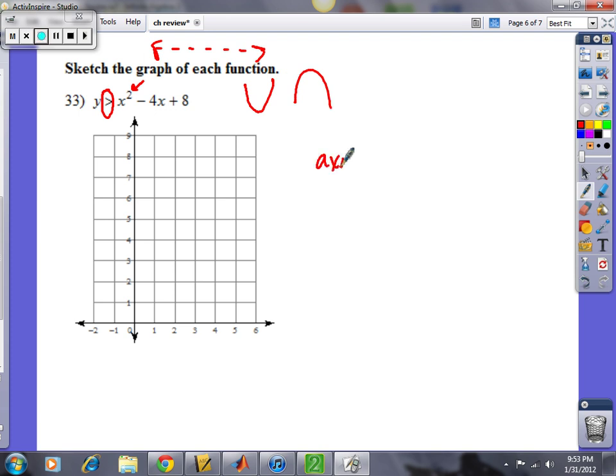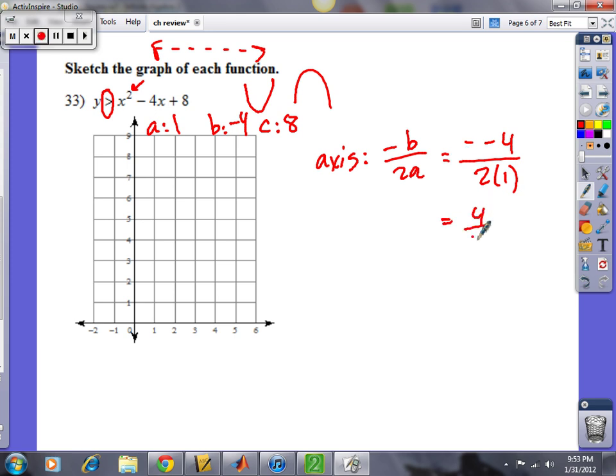And I need to find your axis of symmetry. Your axis of symmetry is -b divided by 2a. So let's identify our a, b, and c. a is 1, b is -4, c is 8. So my axis of symmetry is -b divided by 2 times a. So I think it is 4 divided by 2. So your axis of symmetry is 2. x equals 2. So come on the x-axis at 2, and let's draw our line of symmetry.